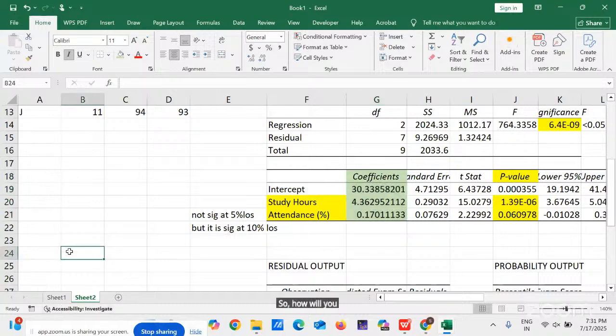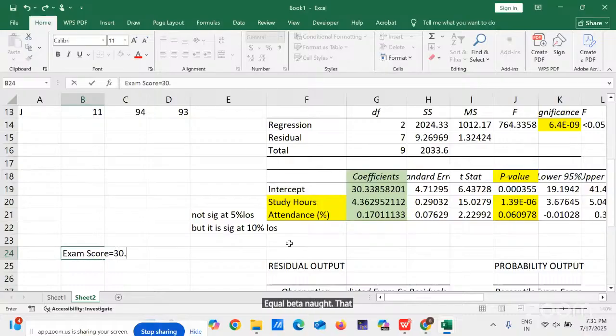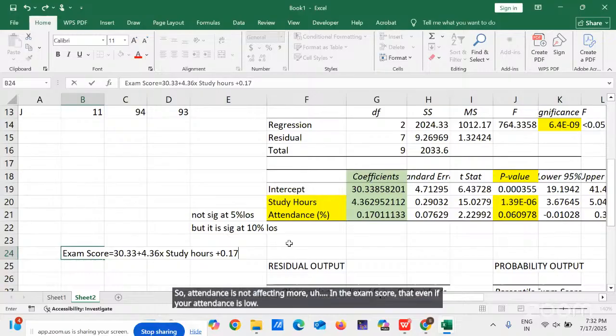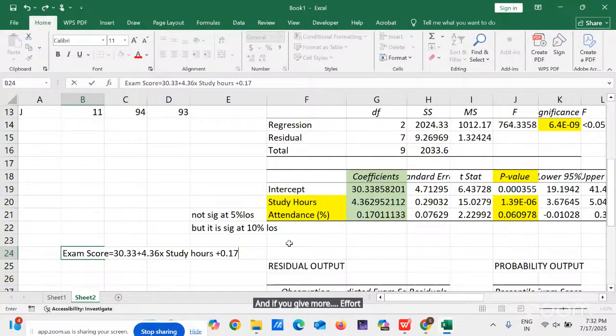So how will you build the model over here? So here it is exam score, right? So exam score equals beta naught, that is 30.33, plus 4.36 into study hour, plus 0.17 into attendance. So attendance is not affecting the exam score much. Even if your attendance is low and you give more effort in studying, your score would be good. That is what this model says.